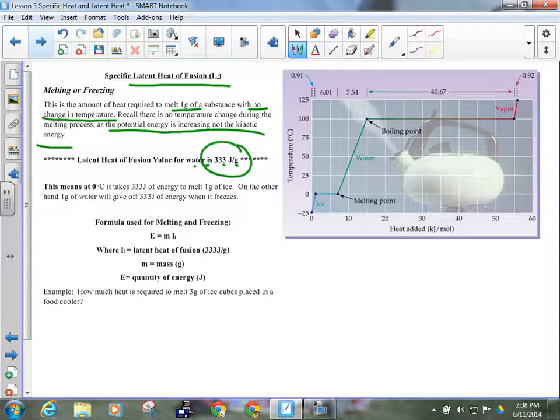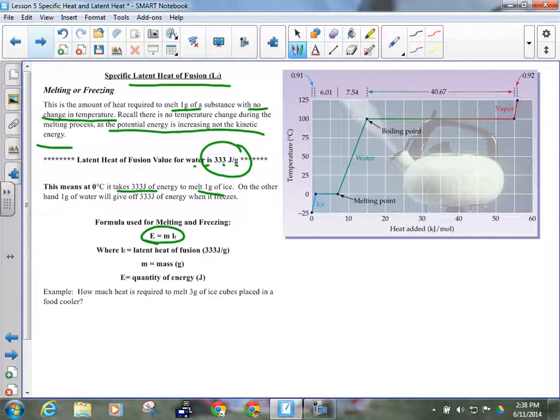All right. So at 0 degrees Celsius, 333 joules to melt 1 gram of ice. Okay. On the other hand, when 1 gram of water freezes into ice, that much energy is released, okay, is given off. All right, so the formula that we use here to figure out how much energy is required, E equals mass times LF. So however many grams you have multiplied by 333 will give you how much energy would be needed to either melt ice or how much energy would be given off when that amount of water freezes into ice. All right, everybody with me there?